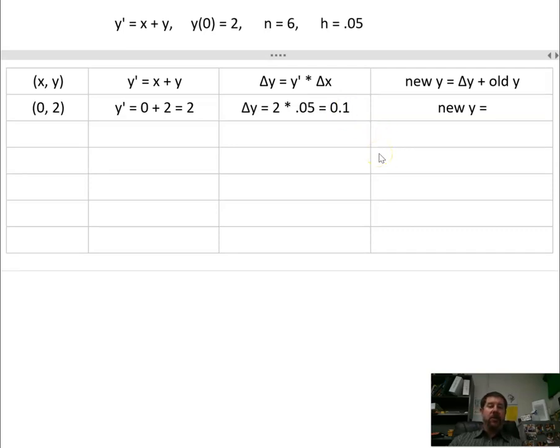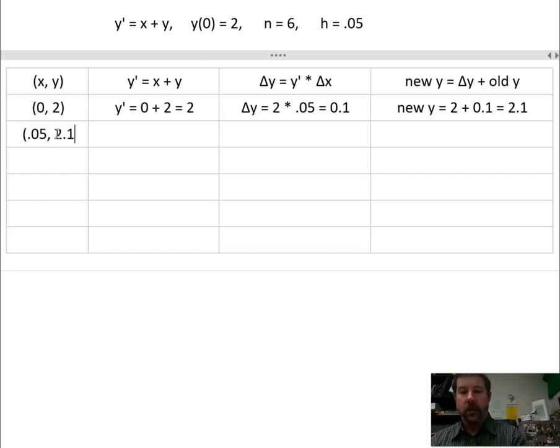So my delta y, my change in y: from one point I've gone over 0.05, and now I'm going to go up 0.1. So now I can find my new y value, which is the old y value, 2, plus the change in y, 0.1. And so now my new y value is 2.1. So the next point, we went over 0.05 on the x-axis, and on the y-axis we are now at 2.1. Now I want to estimate my next point, and I'm going to follow this process all over again.